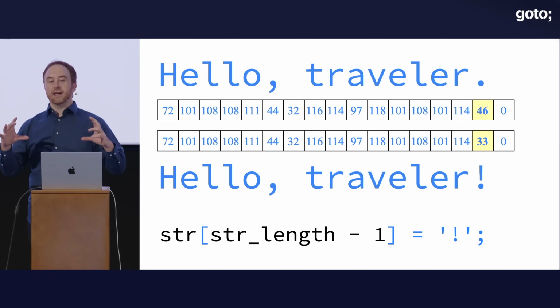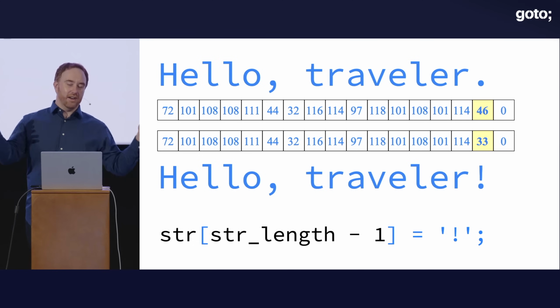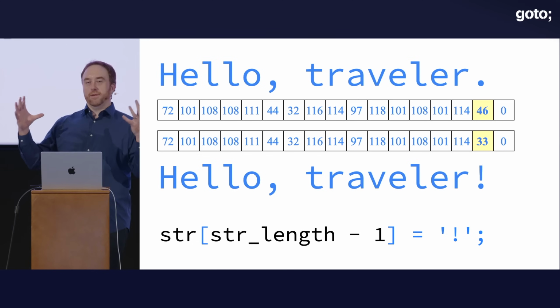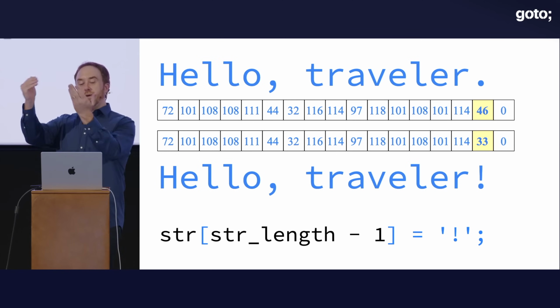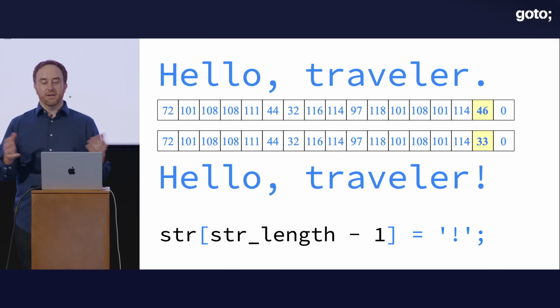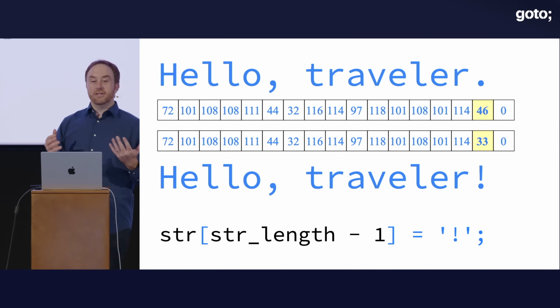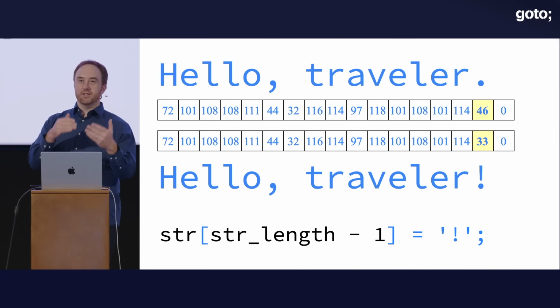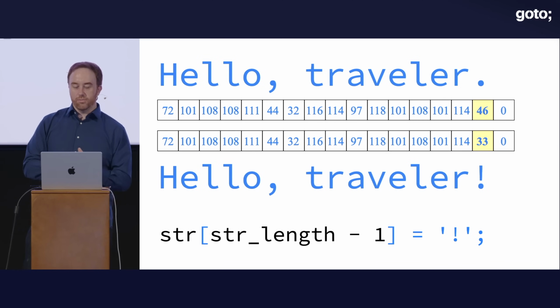So string, square bracket, str length minus 1. Let's assume we'd already calculated the string length ahead of time. And if I set str[something] equal to this, in C it's going to basically write a new byte there. And the exclamation point is going to be 33. So you can imagine that I might have literally written this code if I had been doing this translation between the period and the exclamation point.